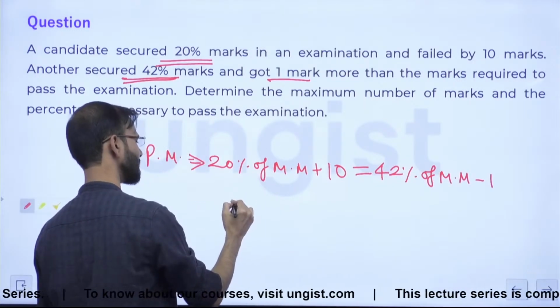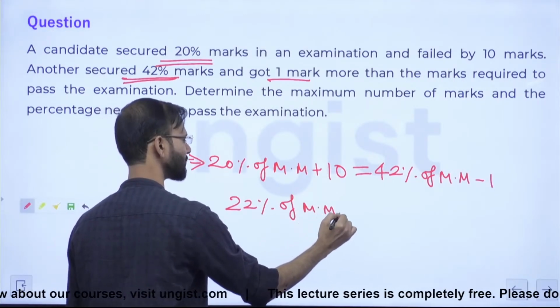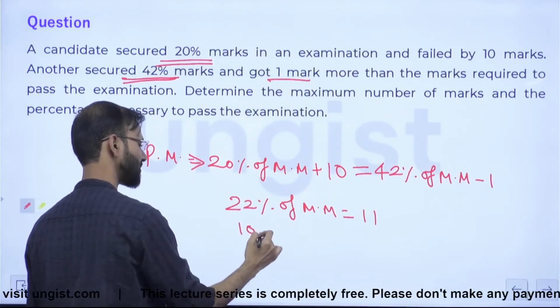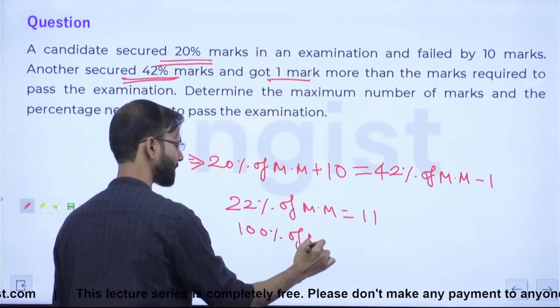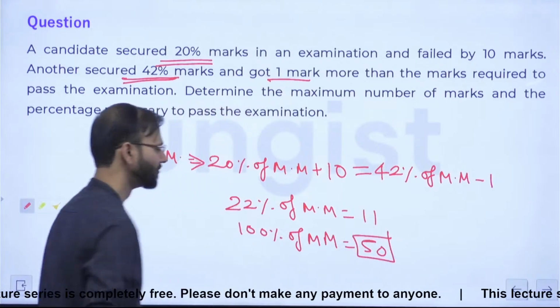So this will be added. So 22% of maximum marks is equal to 11. Guys, this is half of this, right? So 100% of the maximum marks is what? 50. Yes, the answer is 50. 50 are the maximum marks.